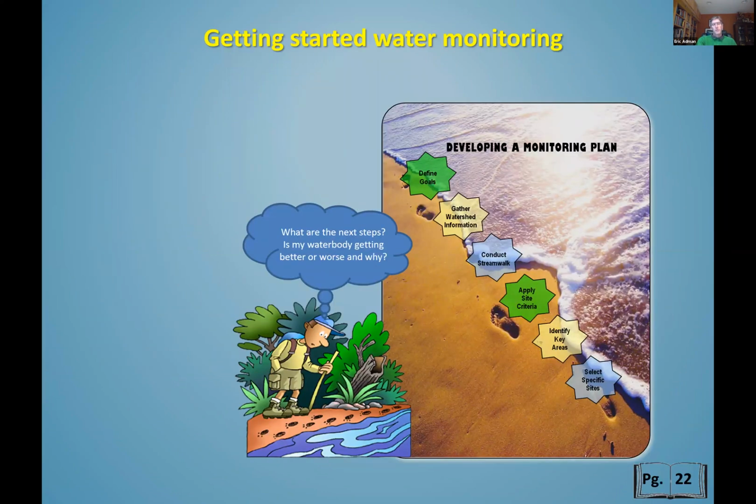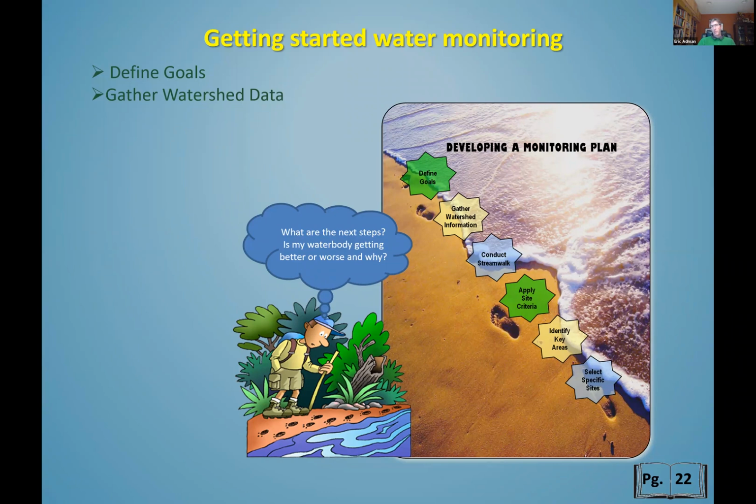Okay, so you're going to get started with water monitoring. What are the steps that you're going to go through? The first thing you're going to do is define your goals. What are you trying to do? Why do you want to do this? What sort of things do you want to measure? What do you want to monitor? You want to start gathering some information about your watershed. You might want to put together a map. You could find a map online, find a paper map, or create your own map, and then start gathering data about that watershed.